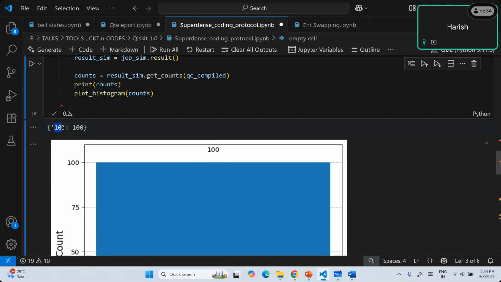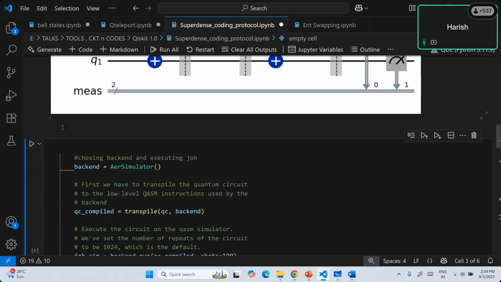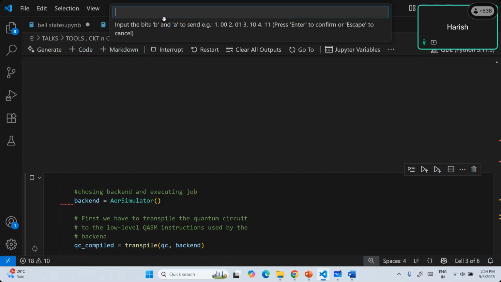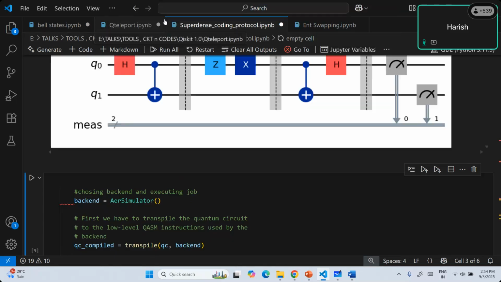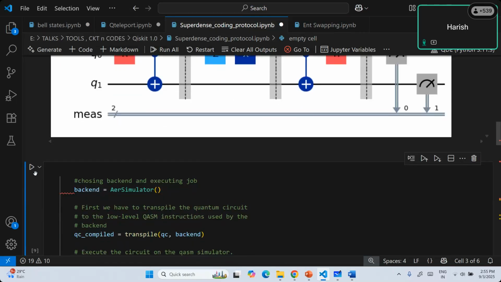Okay, so the bit information we wanted to send was 10, and it has actually been received, or measured, by Bob. So let's try some other input value. This time we will apply 1 1. In that case, what should happen? During the encoding process, Alice should apply both Z and X gates. See here the circuit, Z and X both gates are applied, and just run it here.